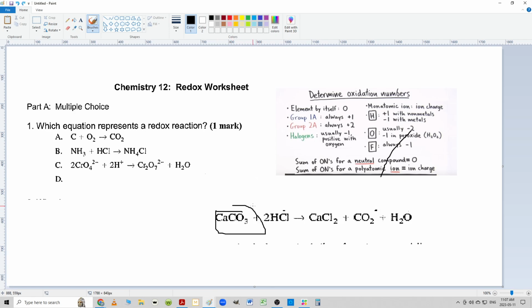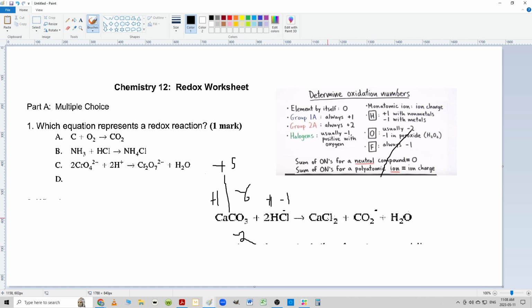There's oxygen. Each one has a -2, and there's 3 of them, so it's -6. We know calcium is in the first column, so calcium is always +1, which means for this to have a total 0 charge, because I don't see a charge outside, that means the carbon here is a +5. Over here we know chlorine is almost always a -1, and the hydrogen is always +1.